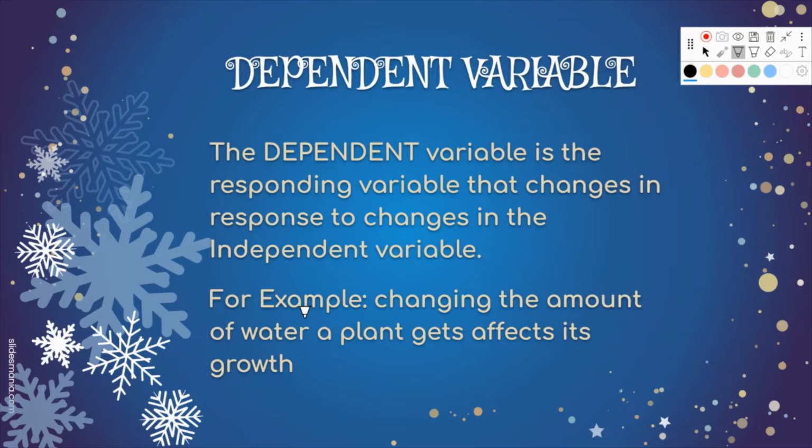The dependent variable is a responding variable, right? It depends on the independent variable, and it is a responding variable in response to changes in the independent variable. We see right here again, the independent variable was the amount of water, but that affects the plant's growth. Specifically, the dependent variable is the growth of the plant, right? That's what we're measuring. So the independent variable is the amount of water, and the dependent variable is the growth of the plant.